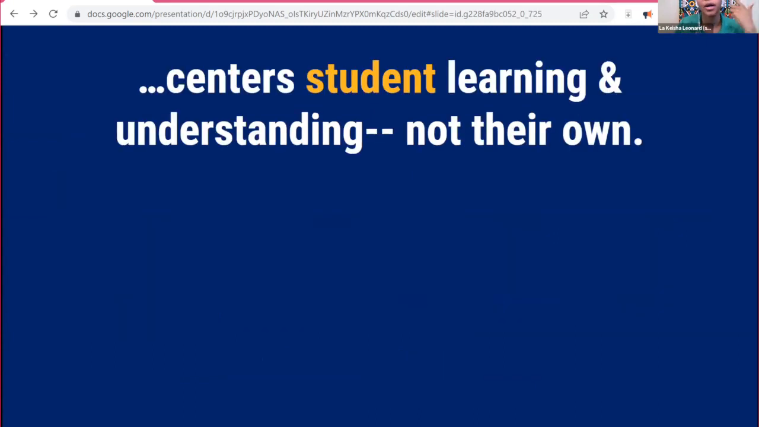And it also centers student learning and understanding, not my students. So this is where that divide from, this is a math class, we kind of drive away from that. They're still going to learn some things mathematically, but the focus isn't on them, it's about their students. So why? Why have I done this?